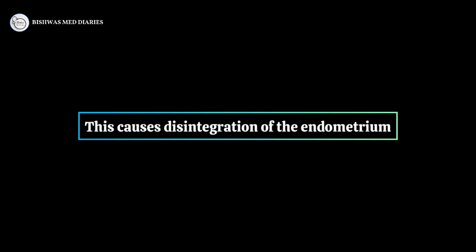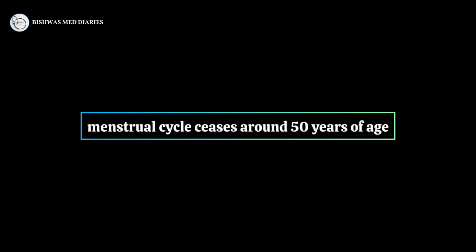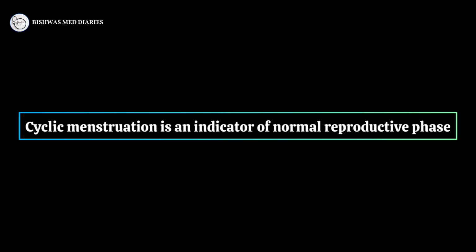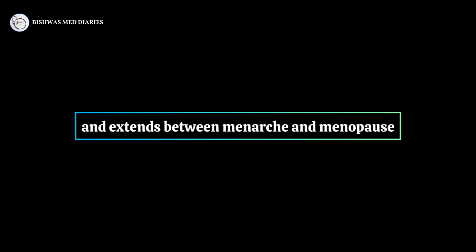In the absence of fertilization, the corpus luteum degenerates. This causes disintegration of the endometrium, leading to menstruation, marking a new cycle. In human beings, menstrual cycles cease around 50 years of age. That is termed as menopause. Cyclic menstruation is an indicator of normal reproductive phase and extends between menarche and menopause.